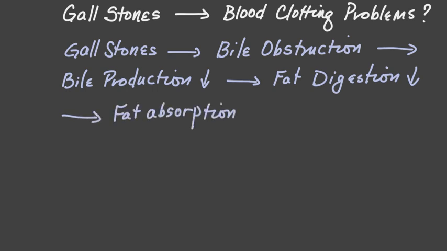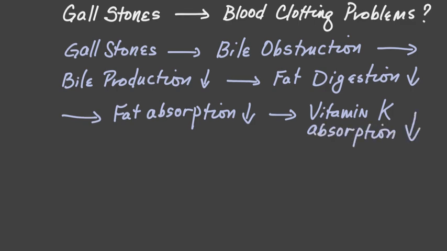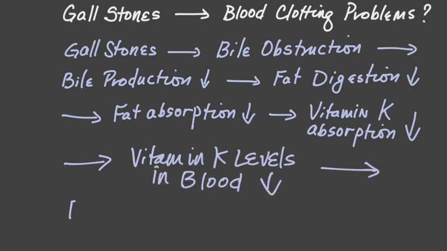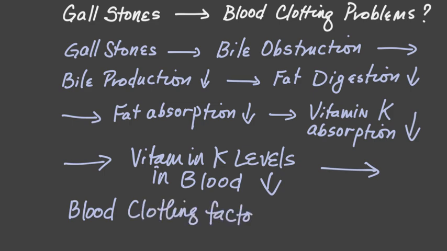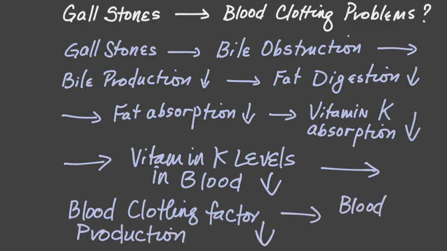If you remember, vitamin K is a fat-soluble vitamin, and so it cannot be absorbed if there is no fat absorption. So vitamin K absorption also goes down. As a result, less vitamin K ends up in the blood. So vitamin K levels in the bloodstream also go down. This means that certain blood clotting factors cannot be made. So the production of blood clotting factors goes down. As a result, there are blood clotting problems.